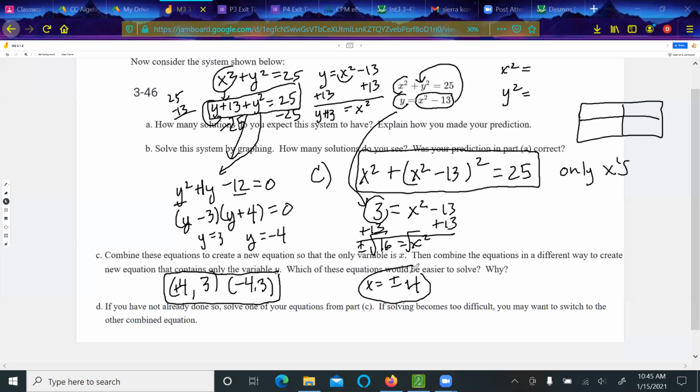The other solution is going to come from plugging in, so we plugged in 3, now we need to plug in negative 4 into this equation. So I'm going to plug in negative 4 here. Negative 4 equals x squared minus 13. Let's go ahead and add 13.